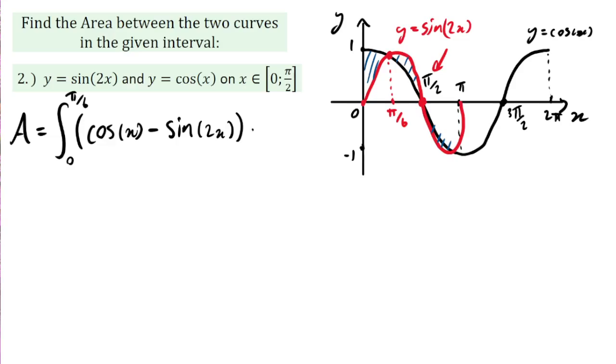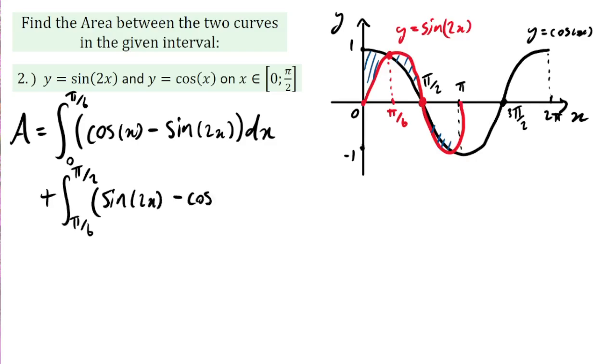Okay, you can see there's a clear pattern going on here. And we're going to add it with the other area, which is between pi over 6 and pi over 2. Okay, and the integrand would be, note that red is now higher than the black one in terms of y values or output values. So therefore the red comes first, which is sine of 2x minus cosine of x.